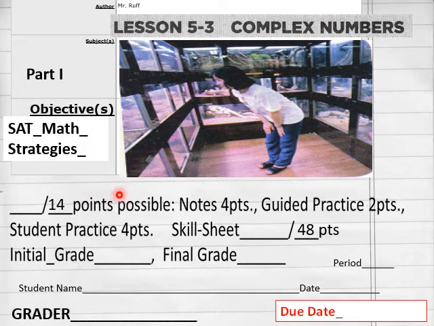5.3 complex numbers, we got 14 points here of notes and we have a 48-point skill sheet.